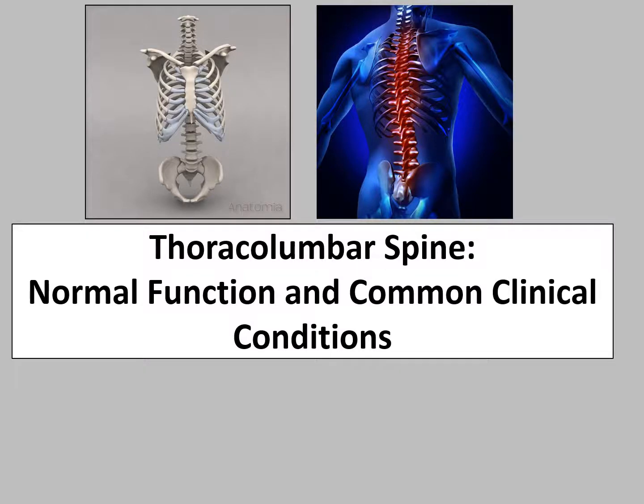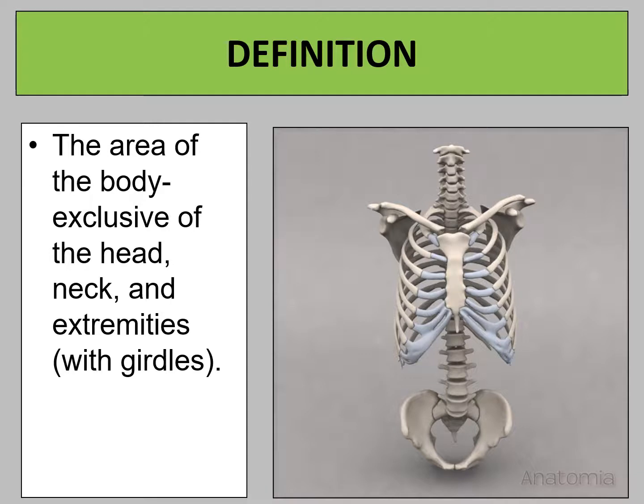Today's lecture will be on the thoracolumbar spine, its normal function, and some common clinical conditions. The thorax is the area of the body between the neck and the abdomen. It contains the thoracic vertebrae, the ribs, sternum, and houses the internal organs.